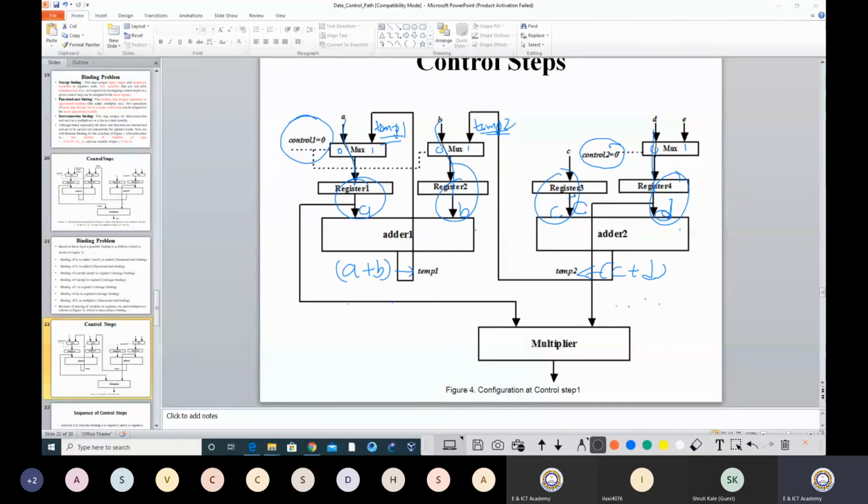Now once A plus B and C plus D are generated and temp 1 and temp 2 are available, I want to do the addition of these two. At that time I would like to ensure that temp 1 will be stored over here and temp 2 will be stored over here. How can I make it? I need to make this control signal equal to 1. At that time I don't want to do anything over here.